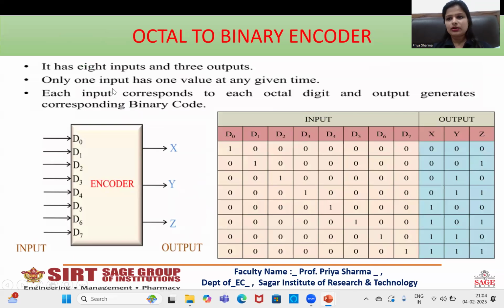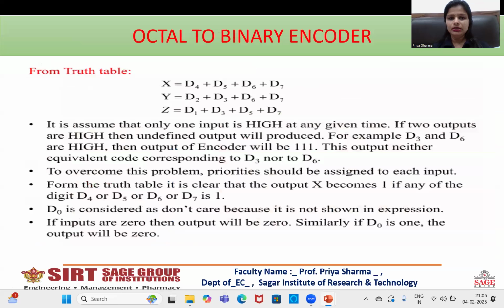Octal to binary: as an octal number contains only 8 digits ranging from 0 to 7, D0 to D7 will be the inputs, with 3 outputs X, Y and Z. Only one input has the value 1 at a given time. Each input corresponds to an octal digit, and the encoder generates the corresponding binary code. From the truth table, again, we can see the inputs for the corresponding outputs. It is assumed that only one input is high at a given time.